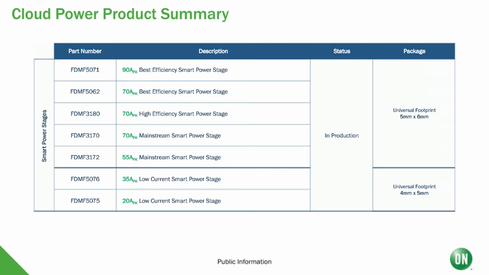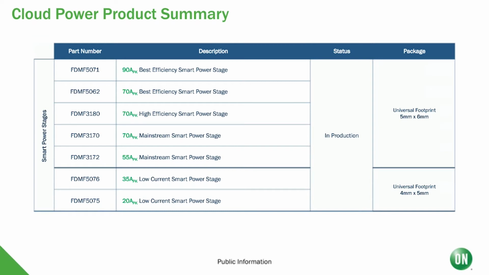They're rated at about 20 amps and 35 amps. And the 3172 is rated at 55 amps. The 3170 is at 70 amps, and the 3180 is also at 70 amps, but it does use a better FET technology to have a better efficiency. So does the 5062 and 5071. They're rated at 70 amps and 90 amps respectively.